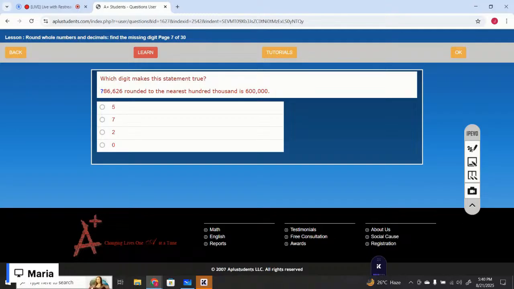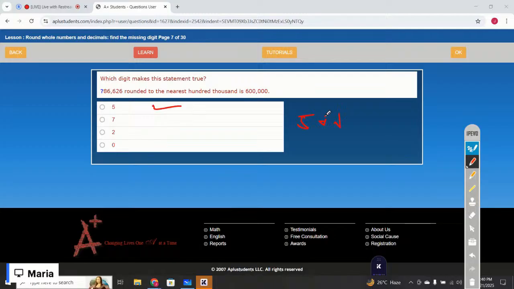Which digit makes the statement true? The number rounded to the nearest 100,000 is 600,000. So basically, that is the digit at the 100,000 position, right? Right next to this digit is 8, so it would be rounded up, right? So that means the digit is 5. That is 586,626, and when rounded, that would be 600,000. Got it? So option number 1 is the correct option.